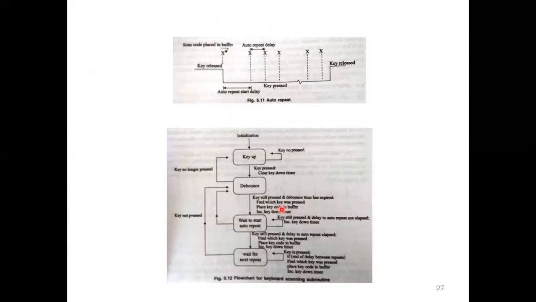This is the concept of auto repeat of key release and key press. This is the flowchart for initialization, key up, debounce, wait to start auto repeat, and wait for the next repeat. These are the processes used in keyboard processing.